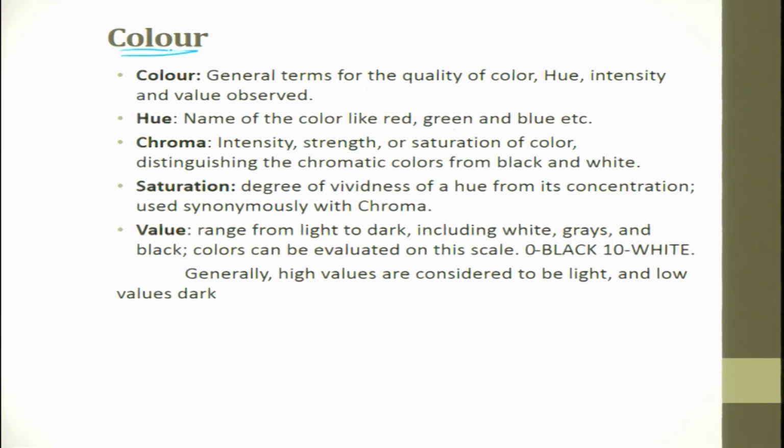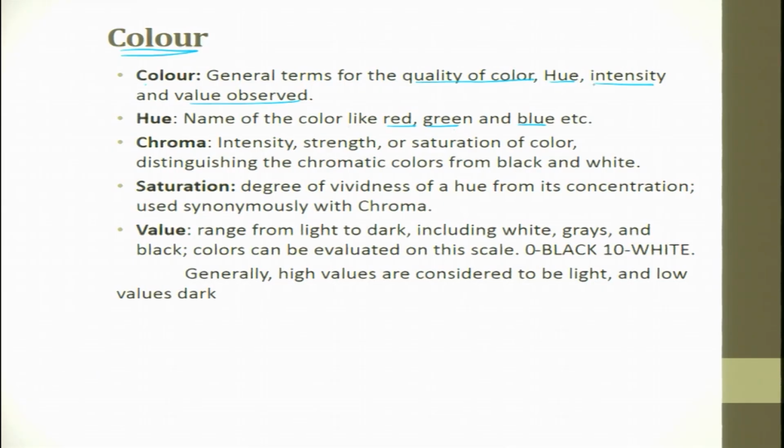So, when we talk about colors, we discussed about primary color, secondary color, tertiary color. Some more which we are going to go through is color, generally terms for the quality of the color: hue, intensity and the value observed. So, these are the important terminologies which we generally use for colors. The general term for the quality of the color is hue. What is hue? Name of the color like red, green, blue, etc. are hue. Okay. Then intensity, the chroma, intensity, strength or saturation of the color. Distinguishing the chromatic color from black and white is chroma.